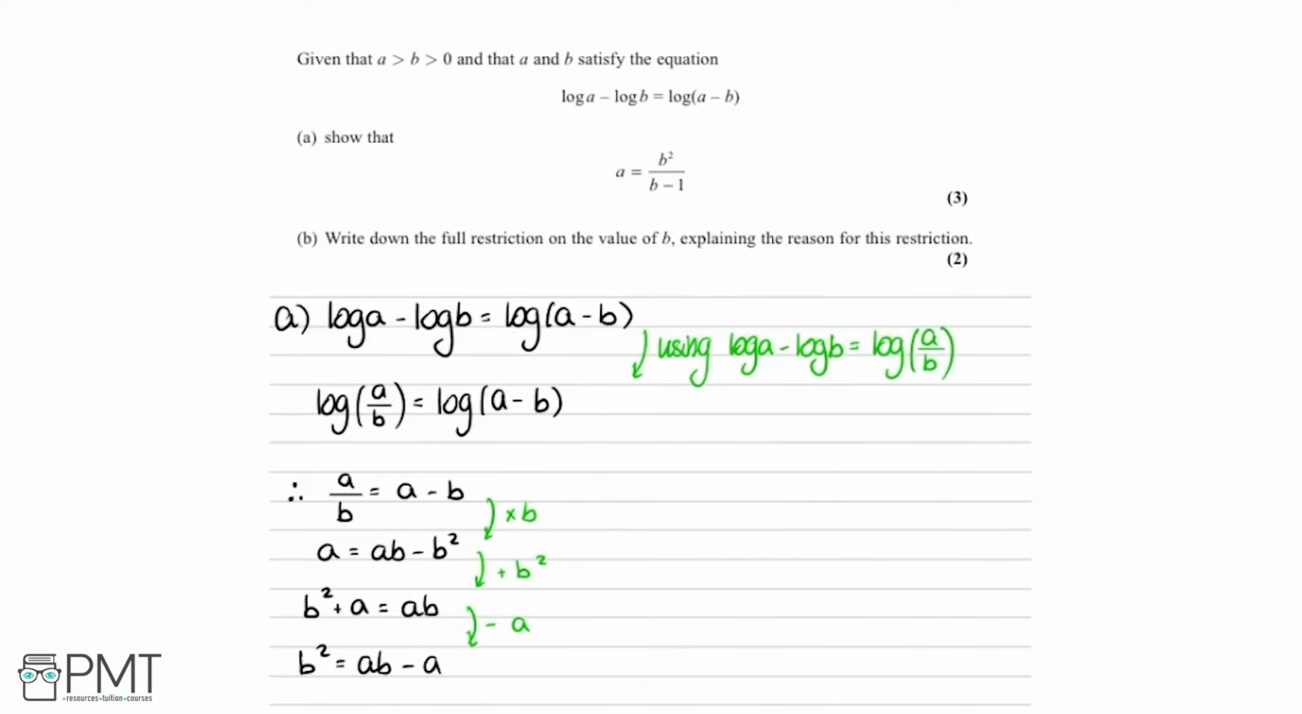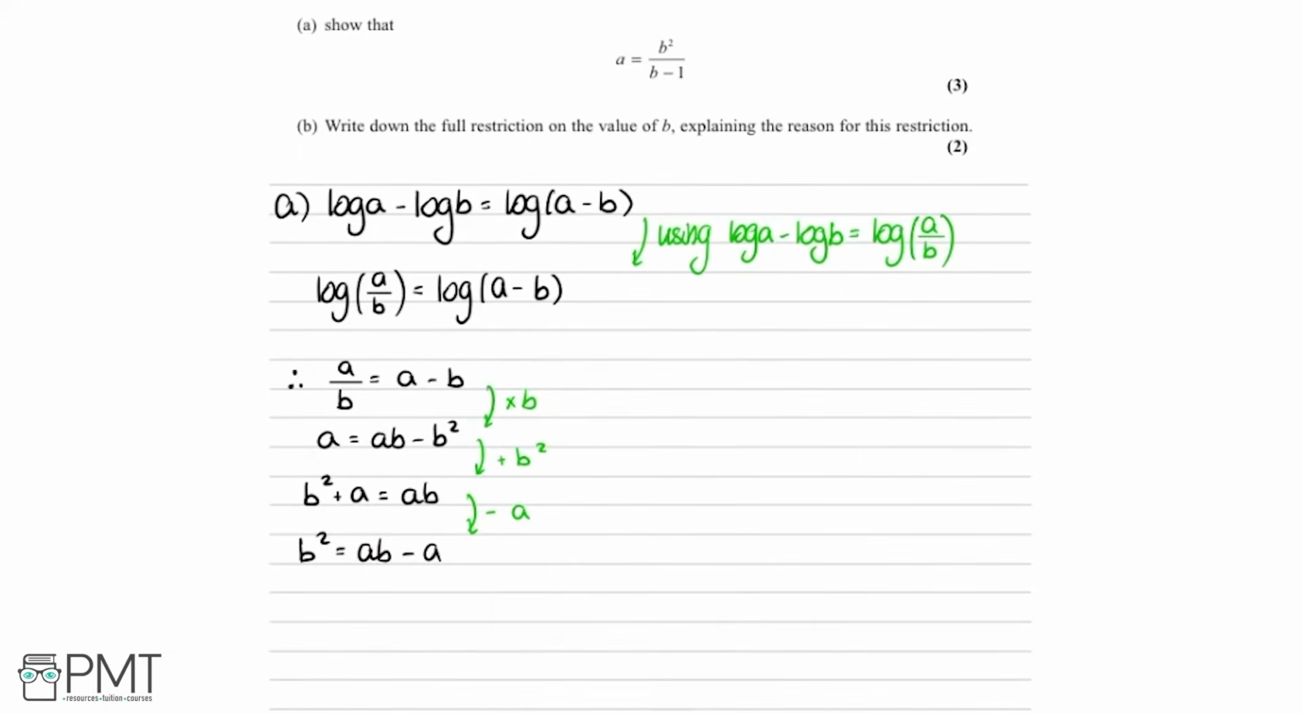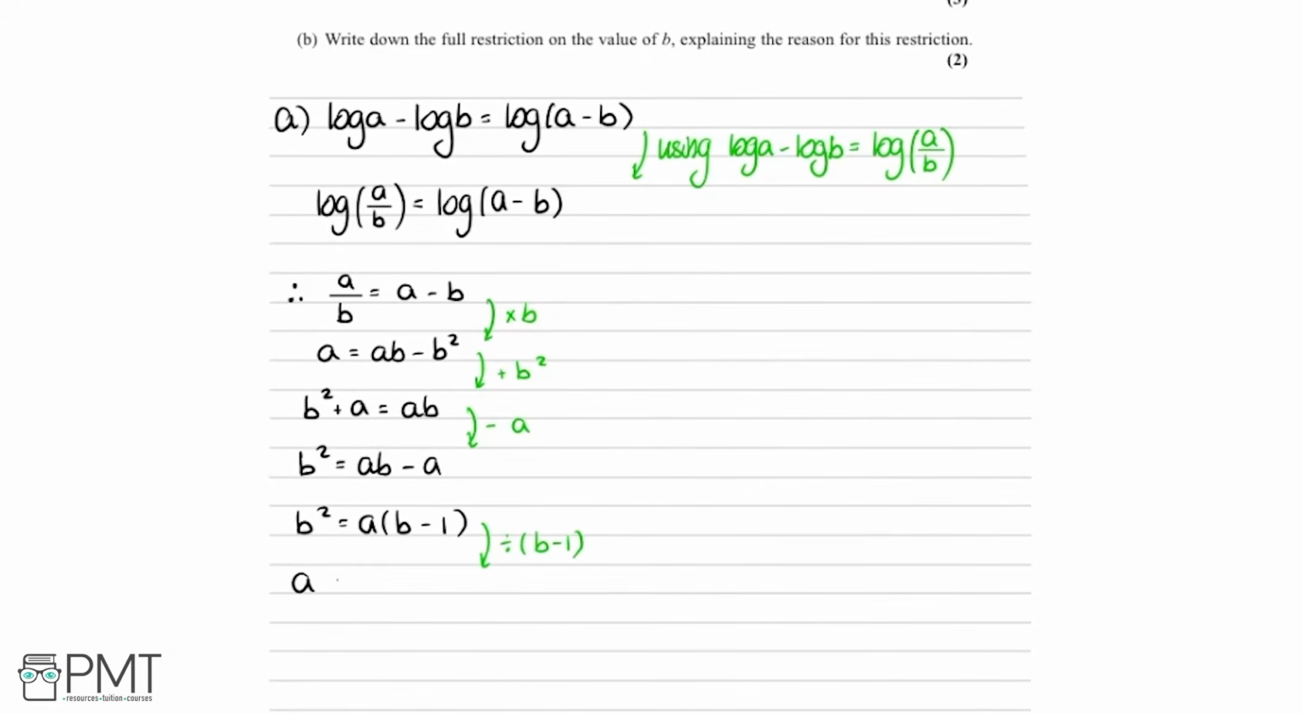And this now means we can factorize out the a. So doing that, we're going to get b squared equals a multiplied by b minus 1. So now lastly, if we divide both sides by b minus 1, we'll get that a equals b squared all over b minus 1, as needed. And that's everything we need to do to answer part A.